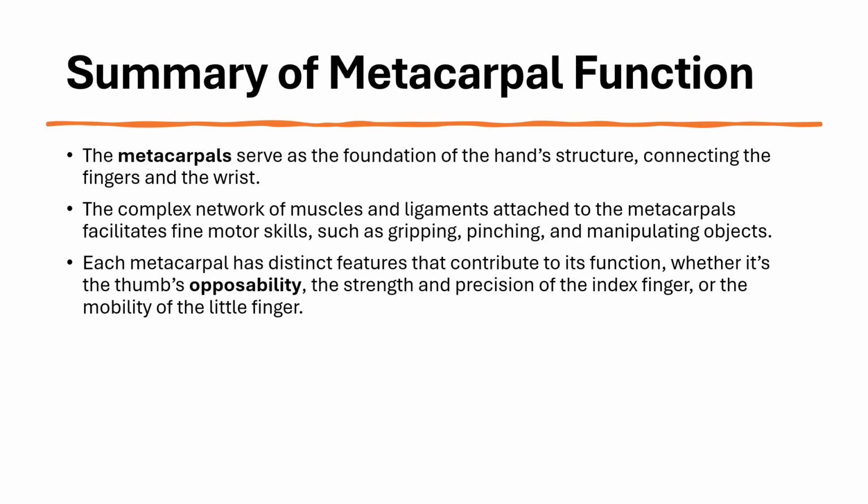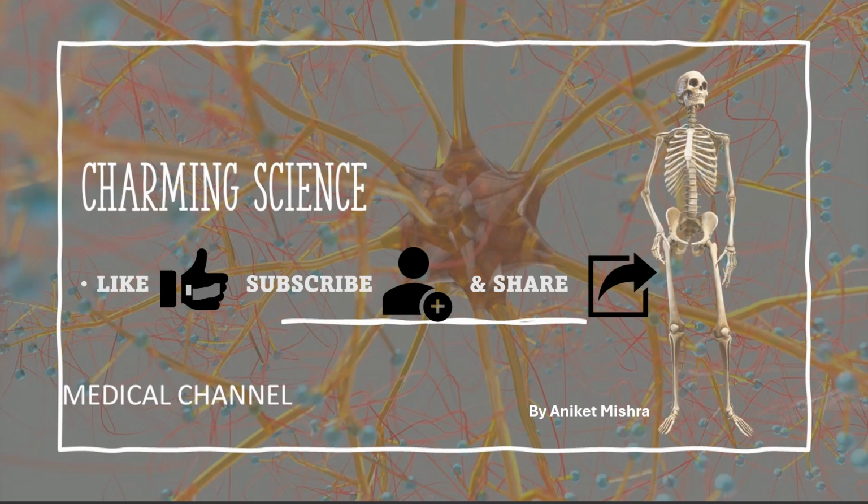So in summary, the metacarpals serve as the foundation of the hand's structure, connecting the fingers to the wrist. The complex network of muscles and ligaments attached to the metacarpals facilitates fine motor skills such as gripping, pinching, and manipulating objects. Each metacarpal has distinct features that contribute to its function, whether the thumb's opposability, the strength and precision of the index finger, or the mobility of the little finger. That's all for the metacarpal bones of the upper extremity.